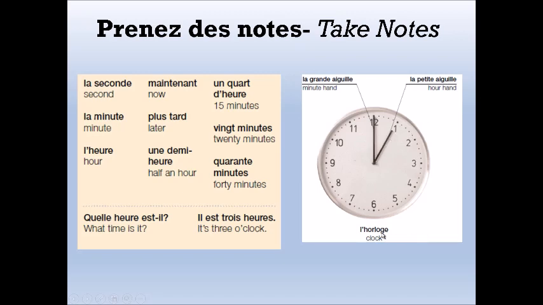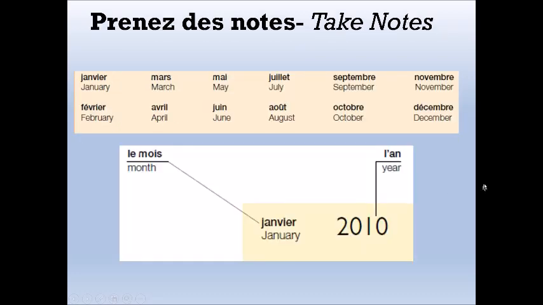And here are the months. I will say them in French. And as you can see, in French you do not capitalize the first letter like we do in English. Janvier, février, mars, avril, mai, juin, juillet, août or août, septembre, octobre, novembre, décembre. Ici, c'est le mois, the month, et voici l'an ou l'année, the year.